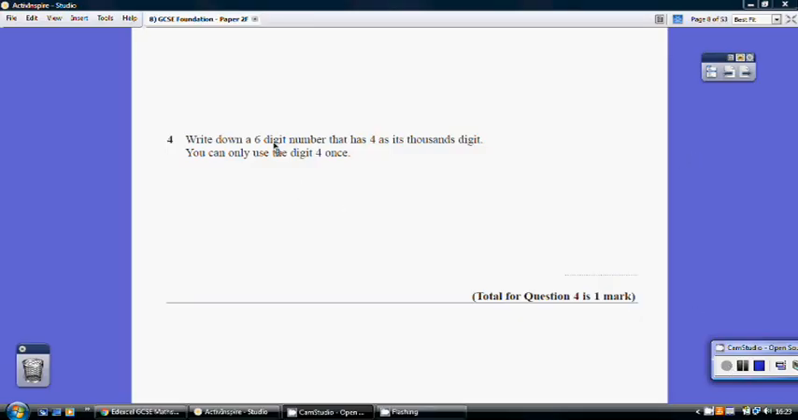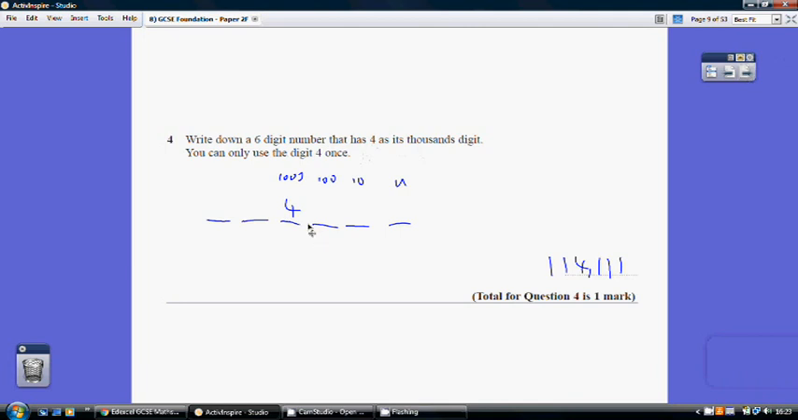Question 4. Write down a 6-digit number that has 4 as its thousands digit. So as long as we've got 4 in the thousands column, so that's 4 from the right, we're fine. So I've just gone for 114111. But you can do whatever you like as long as you've got a 4 in that column and you're only using the digit 4 once.